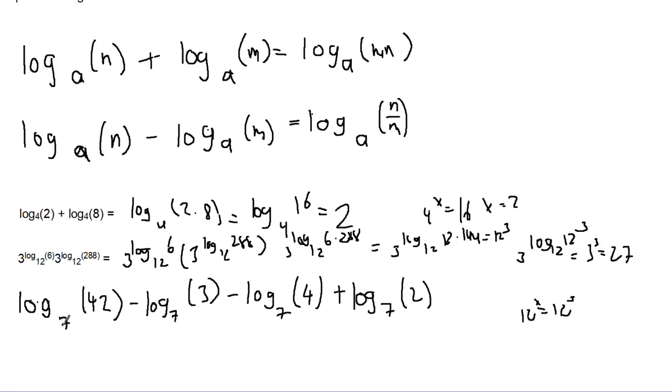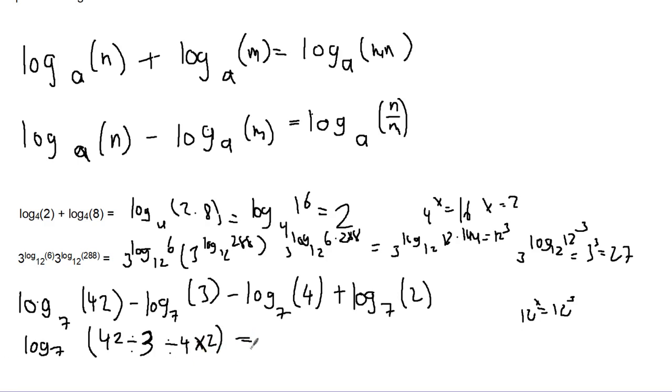Log base 7 of 42 minus log base 7 of 3 minus log base 7 of 4 plus log base 7 of 2. We have a lot of log base 7 right here, but we can just combine them all into one log base 7 of a big fraction. 42, divide that by 3, and then divide that by 4, and then times 2.